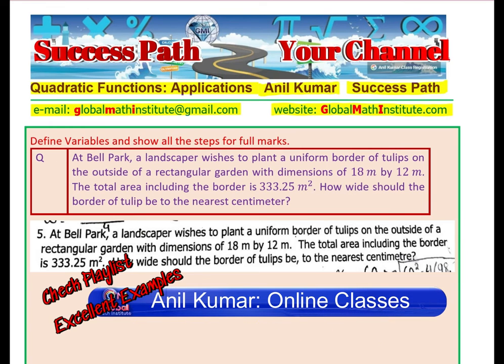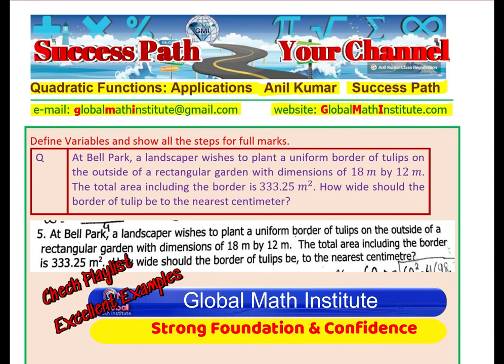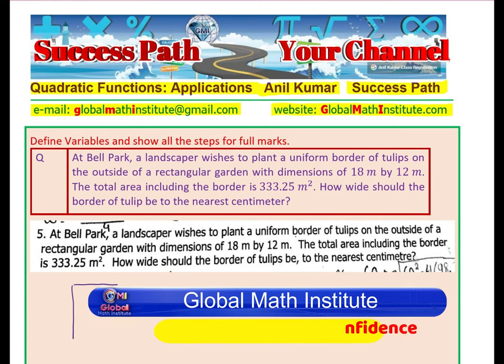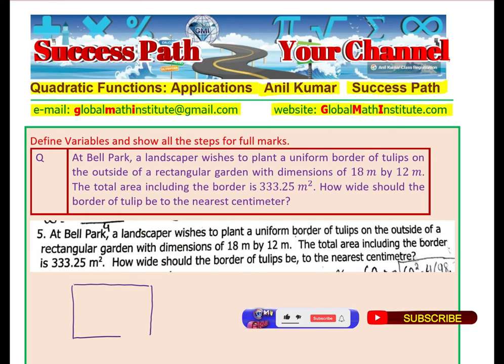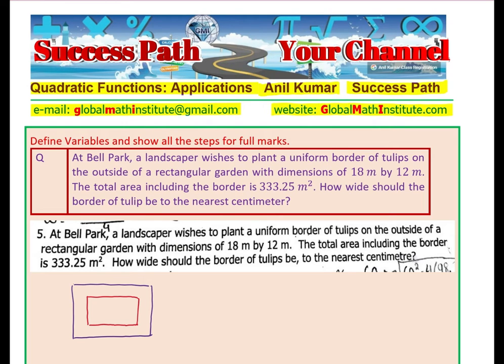When we are working on word problems, it is good to visualize, so let's make a diagram to illustrate the situation. We have a rectangular park here. I am drawing the rectangular park as the outside boundary, and the inside boundary is the garden. We are given the dimensions of the inside boundary, 18 by 12. What we need to find is the width of this portion, where the tulips will be planted.